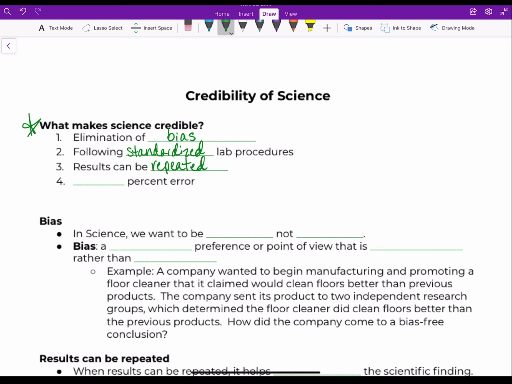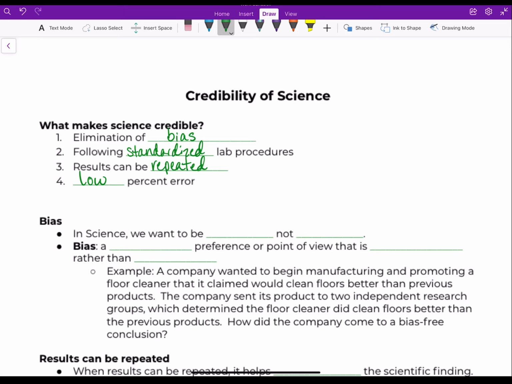If results can be repeated, that helps validate scientific findings. And then number four is a low percent error. So what makes science credible? Having a low percent error. And we will talk about these things more in just a moment.